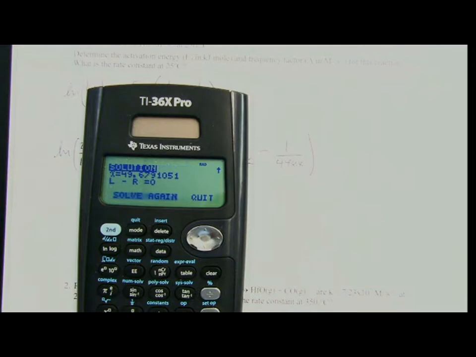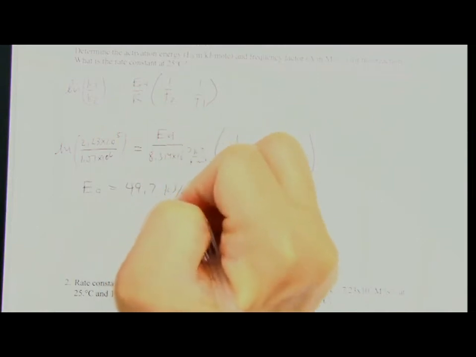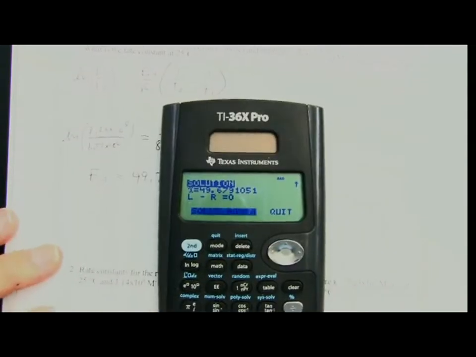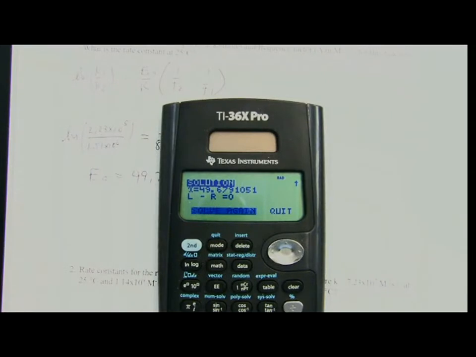Okay, so I get a value then. See where it says x equals 49.7. So that gives me a value of 49.7 kilojoules per mole. Can you make it darker? X is equal to 49.67, which, since everything's to 3 significant digits, you can't carry more than 3 significant digits in your answer.